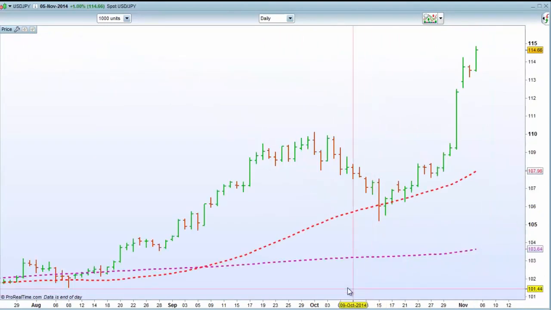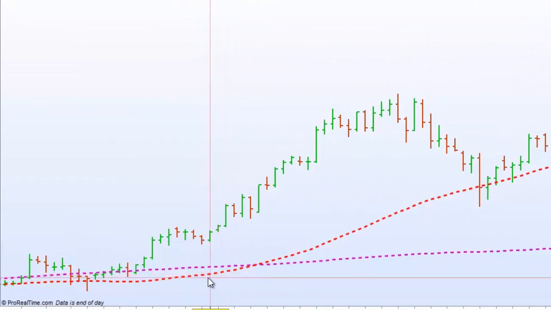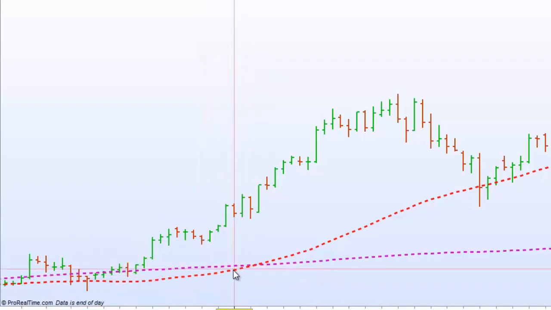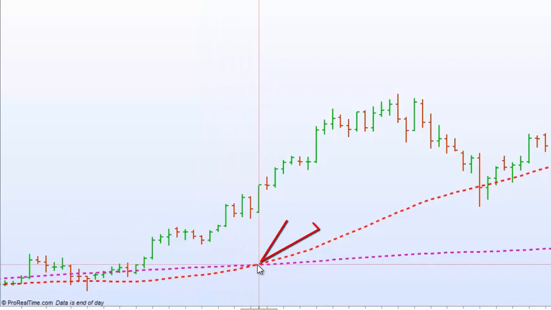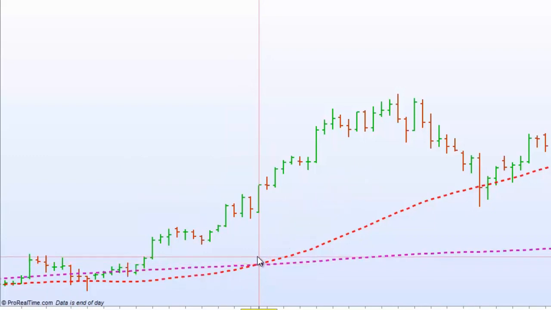Now let's look at a recent example of the moving average crossover to the upside. So same thing. The red line is the shorter term 50-day moving average. The purple or pink line is the 200-day moving average. And you can see that on the chart to the left of the cursor. You would get long the day that the shorter term moving average crosses above the longer term moving average.